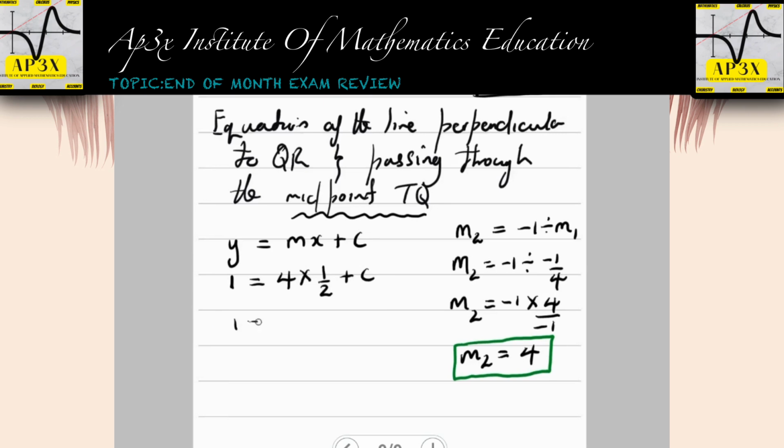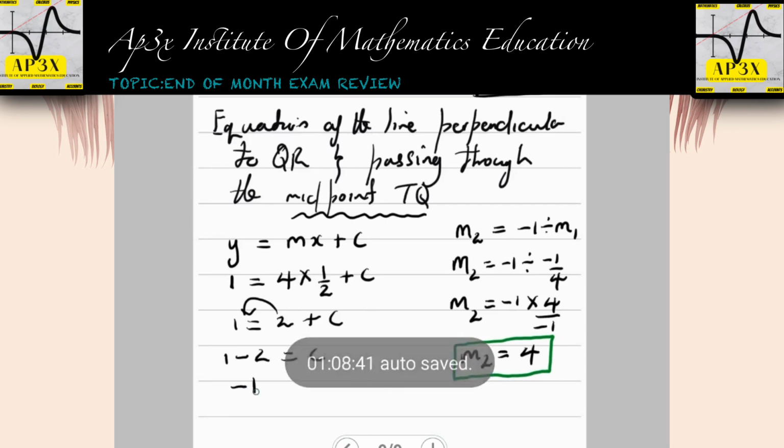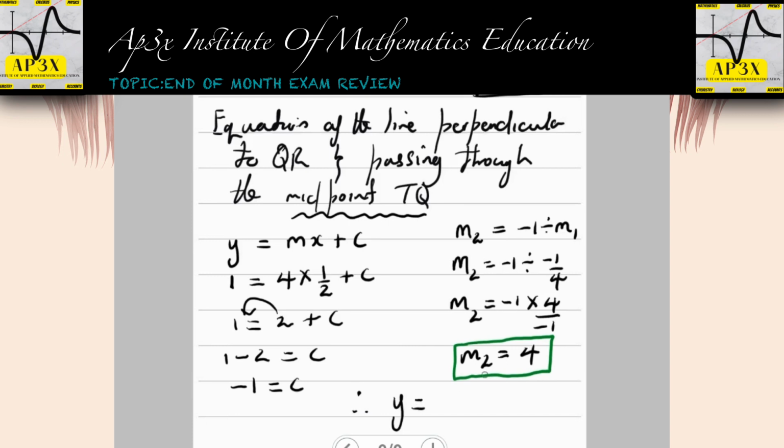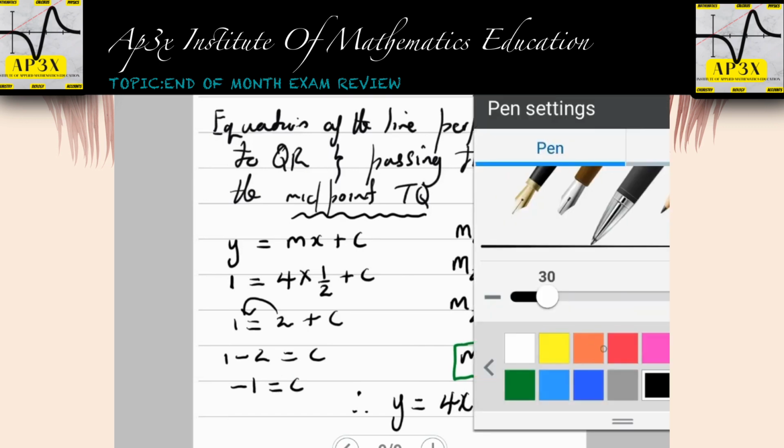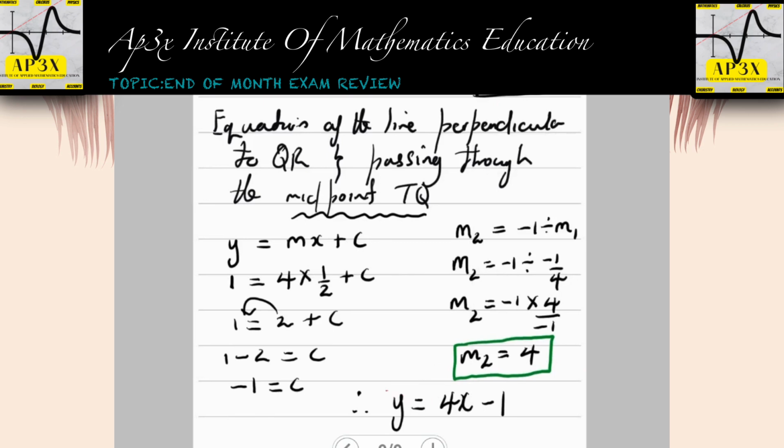Easily then, 1 is equal to 4 times a half, which is 2, plus c. Carry this 2 over here, and we end up with 1 take away 2 is equal to c. Therefore negative 1 is equal to c. And so by conclusion, the equation of this line is y = 4x - 1. And that completes not just this particular question, but it completes our examination.